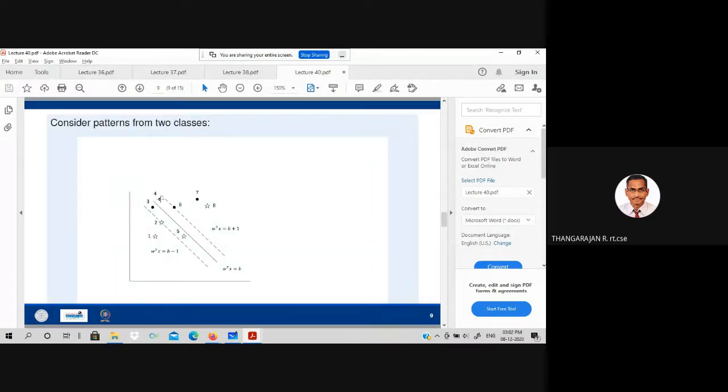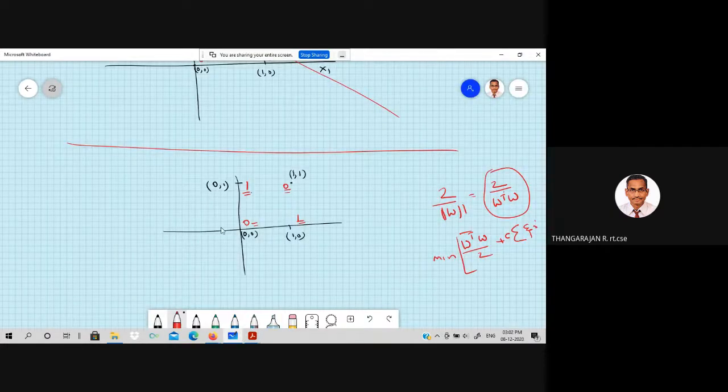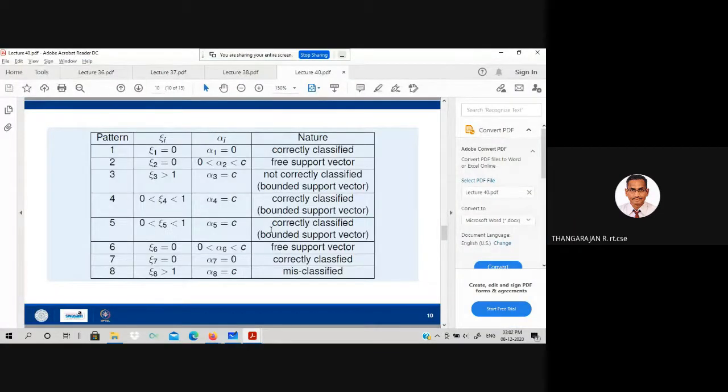The fourth point and fifth point, you will find the error is between 0 and 1. You see that alpha is equal to C, but still they are correctly classified. But if the error is greater than 1 and alpha is equal to C, then it is not correctly classified. That you can straight away say. If the error is 0 and alpha is equal to 0, then it is correctly classified, like this case.